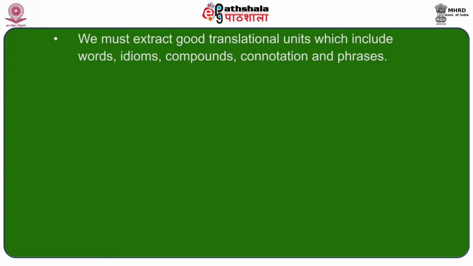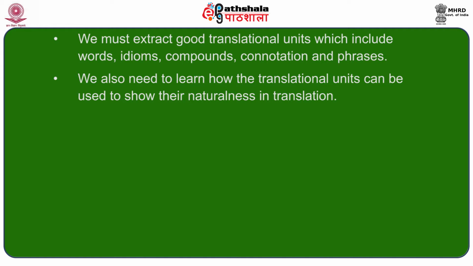In general, when we extract the translational units from a parallel translation corpus, we have to keep in mind what things we are going to extract and how they are going to be utilized in future. We must extract good translational units, which include words, idioms, compounds, collocations, and phrases. Also, we need to learn how these translational units can be used to show their naturalness in translation.